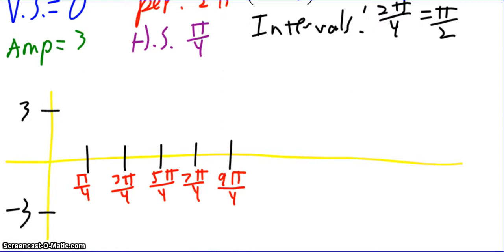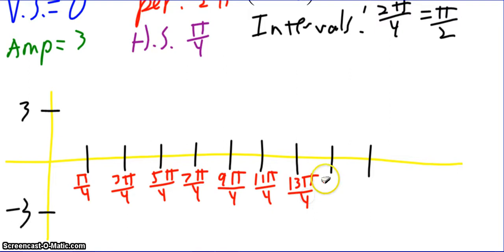Now in this case I'm just going to continue on, and then we'll go 11 pi fourths, 13 pi fourths, 15 pi fourths, and 17 pi fourths.